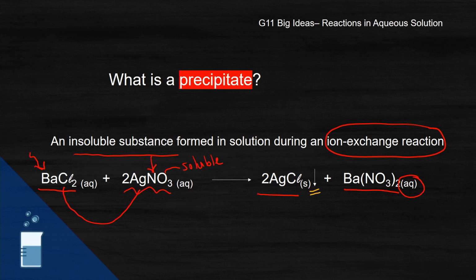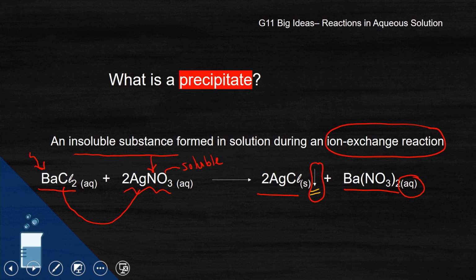How do we show in an equation that we have a precipitate being formed? There is an arrow, a downward arrow, and that downward arrow tells the person who's looking at your equation that a precipitate has formed. It is an insoluble salt that is a result of an ion exchange reaction.